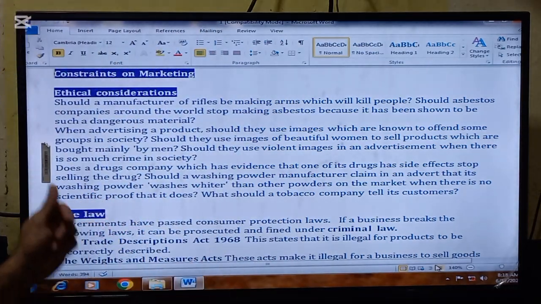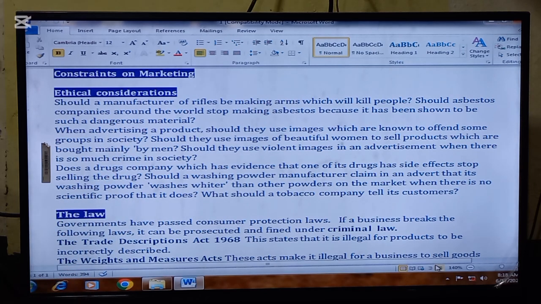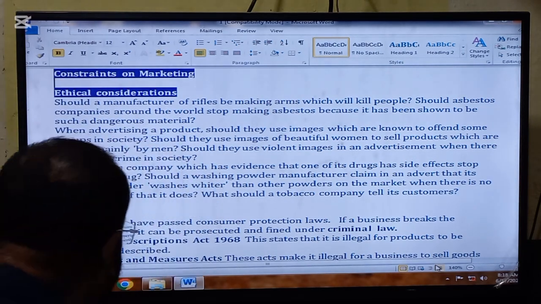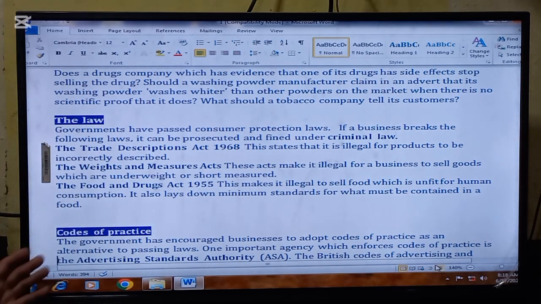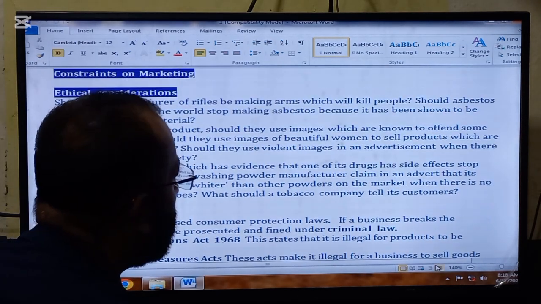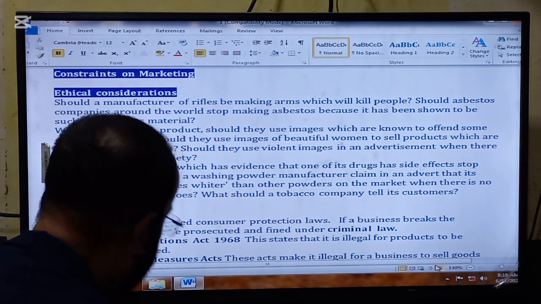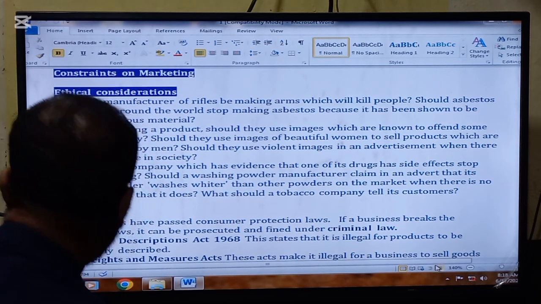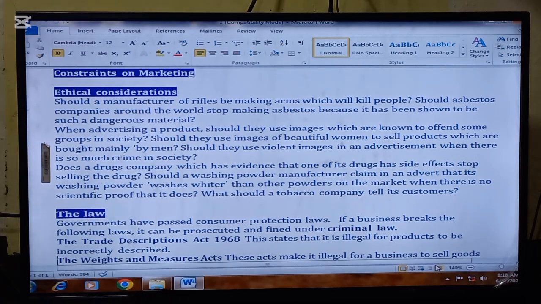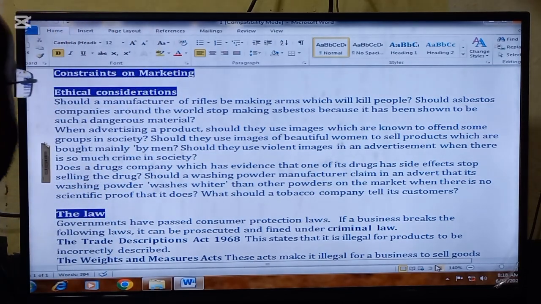Constraints may be of different types: some are ethical considerations, some are the law, and some are codes of practice. So we are going to read different types of constraints. First, the constraints which lie in the type of ethical consideration. So concentrate yourself, we are going to start now.